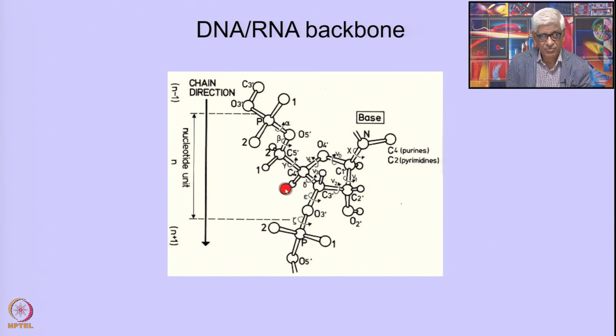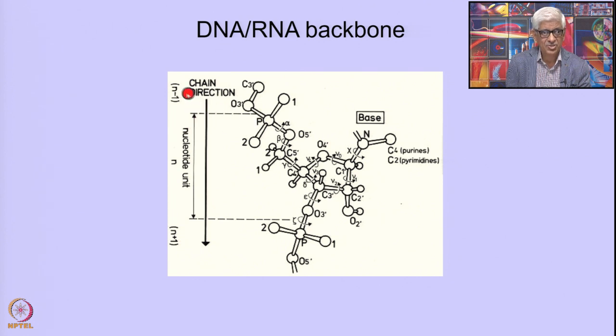What changes in this? The only thing that changes is the base. From one unit to another unit, there is a change in the nature of the base, and that is called the DNA sequence. As you go from one unit to another, the DNA base changes, and that is the information carrier. The sequence of the bases present in the DNA is the information carrier. And this has a certain chain direction here.